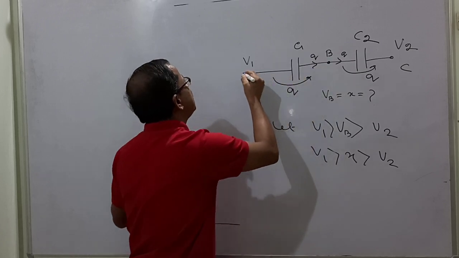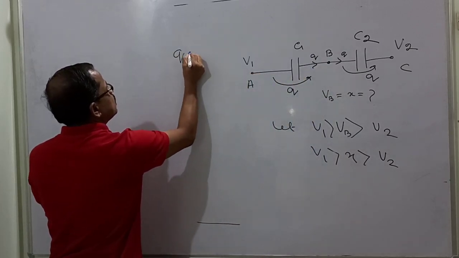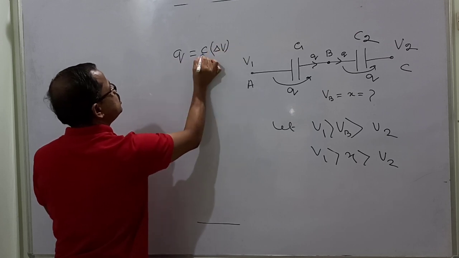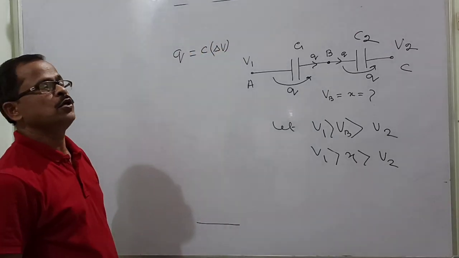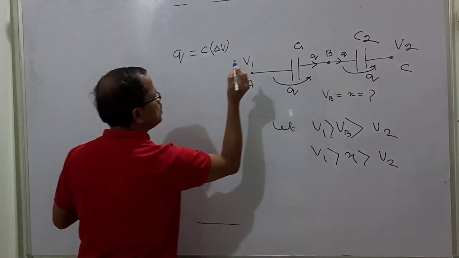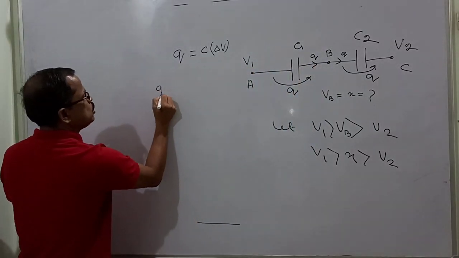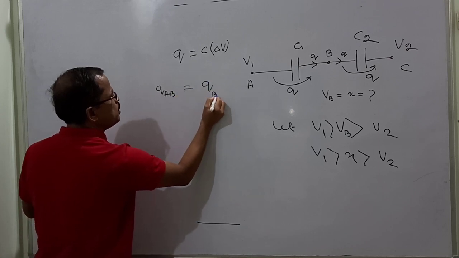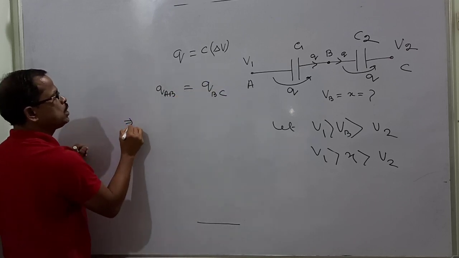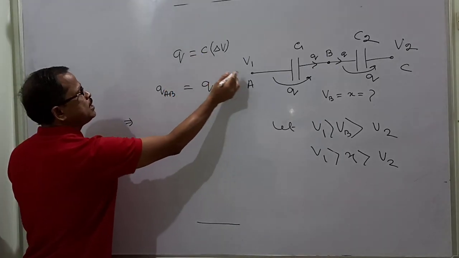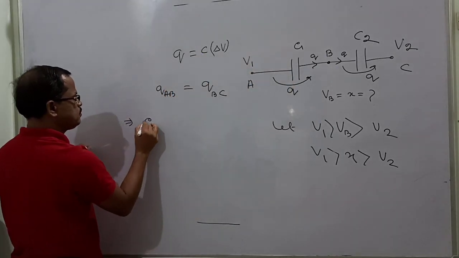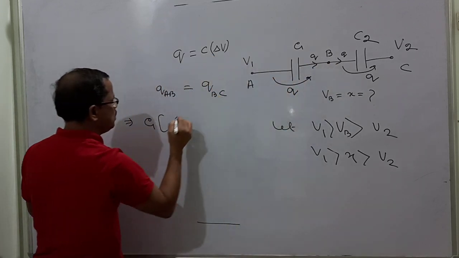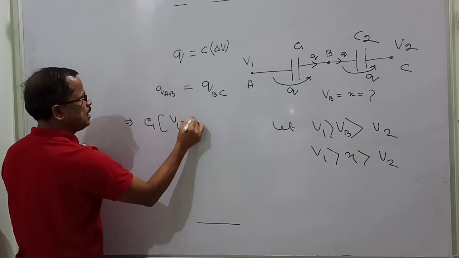Then what is the formula of charge? You know in a capacitor, Q is equal to C into V, where V means potential difference. So how much charge will flow from this to this? Now the charge Q from A to B is the same as Q from B to C. So Q from A to B, the formula is C, what is C? C1. What is delta V? V1 minus X.